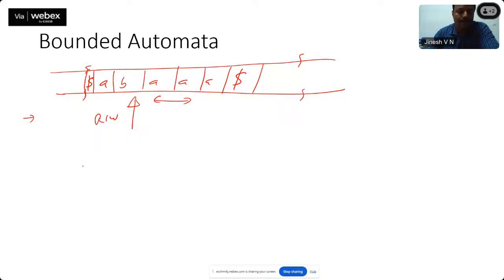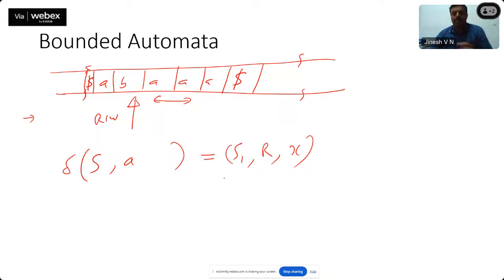So whenever you are reading a symbol, you will be able to replace the symbol with a new symbol. Whenever you are representing your transition function, the present state and input will decide what is the next state, what is the direction of movement of your head, and what you are going to replace. Suppose you are replacing A with X, so you will be representing three things. So once you are giving an input on a state, your machine will decide what will be the next state and what direction you are going to read next. Means randomly you are going to access your memory within the bounded limits. That is what a bounded automata is.